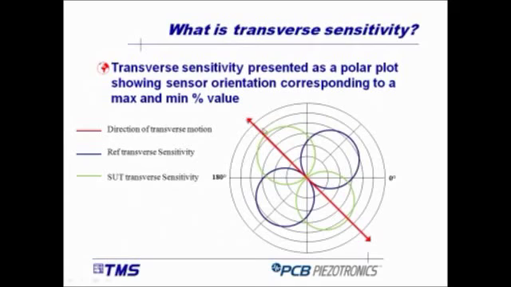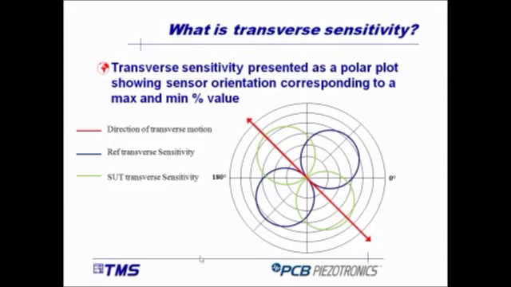At the transverse resonance of the exciter, we're getting very large motion in the direction of the red arrow. The transverse sensitivity of the reference sensor is the blue line. So when we get this transverse motion, the reference sensor does not respond to the motion at all.